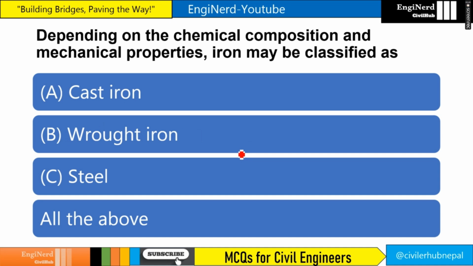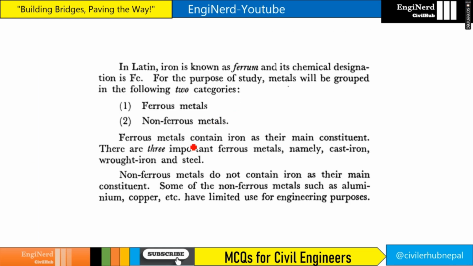Depending on the chemical composition and mechanical properties, iron may be classified as cast iron, wrought iron, steel, or all of the above. This is option D. All of the above is the answer. We see here, ferrous metal contains iron as its main constituent, and there are three important ferrous metals, namely cast iron, wrought iron, and steel.